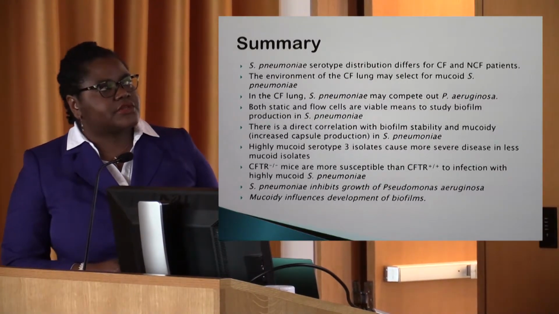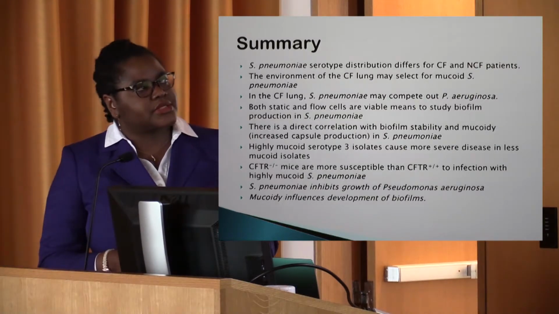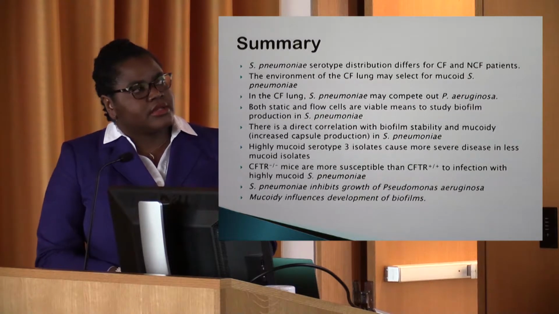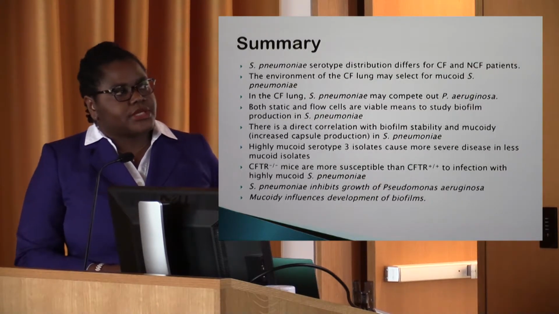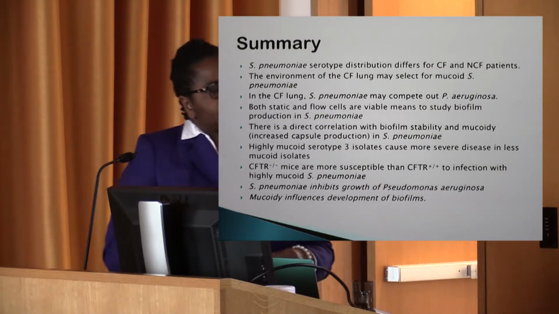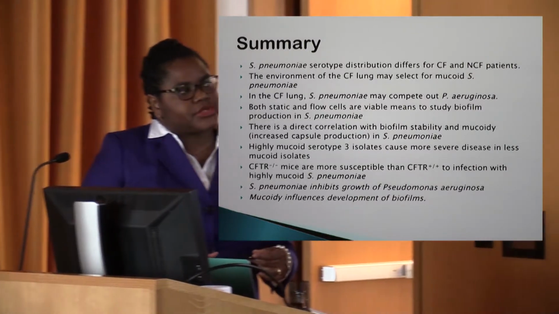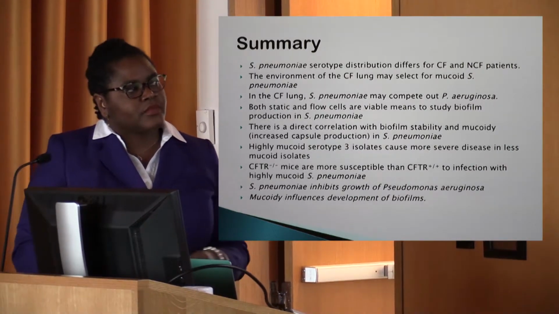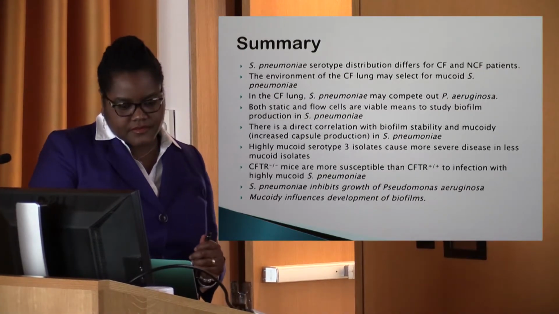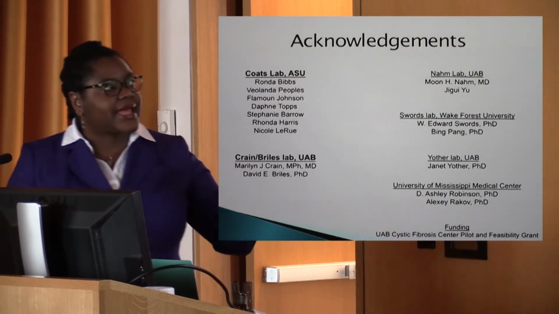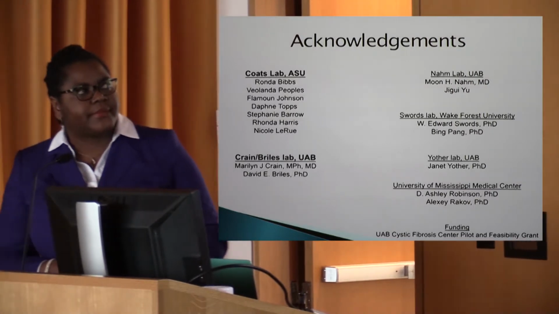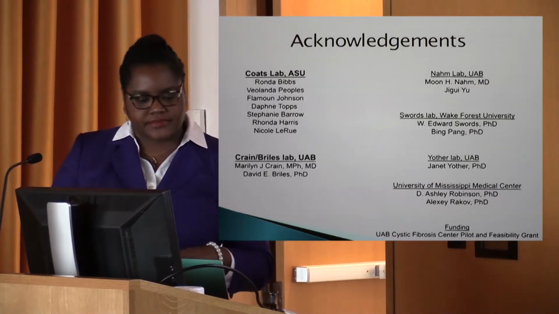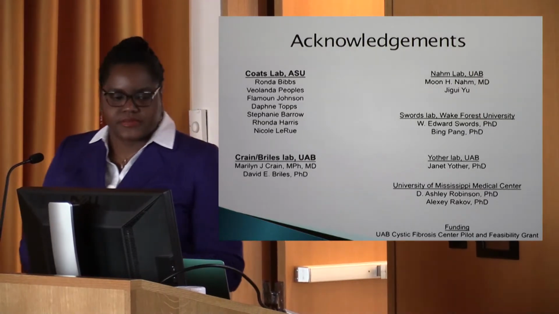Using bacteria and flow cells, we were able to study the different types of bacteria that we saw. The highly mucoid serotype 3 caused more serious disease, and we were able to use our CFTR model to actually support this. And I want to acknowledge my lab members as well as the groups at UAB and Wake Forest University and other people who helped with this study. And I'll take any questions.